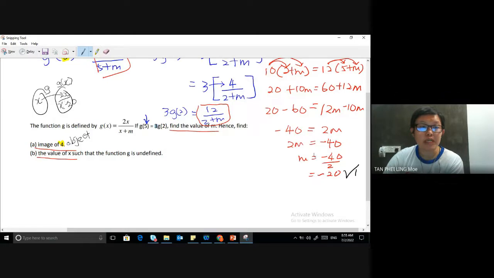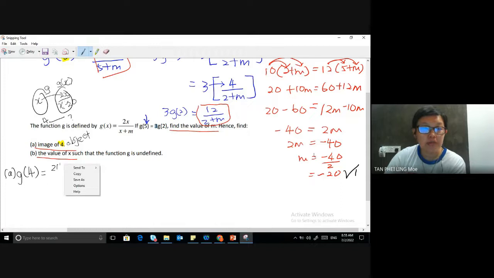Now when your object is 4, they give you 4 and want you to find the image. So this is another mapping. You have to find out what this is. When your object is 4, that is very simple, it means your x is 4. So you put g(4). I'm solving part A now. So g(4) means I just put in all my object as 4.